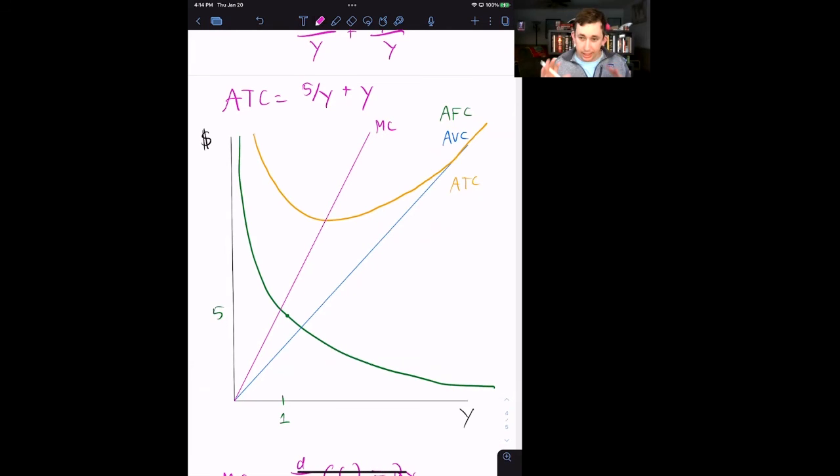So once again, key relationships here: the average variable cost looks like a line, the average fixed cost is going down, and the average total cost is the average fixed cost plus the average variable cost. So here it's mostly following the average fixed cost, and then as the average fixed cost goes to 0, the average total cost basically becomes the average variable cost line.